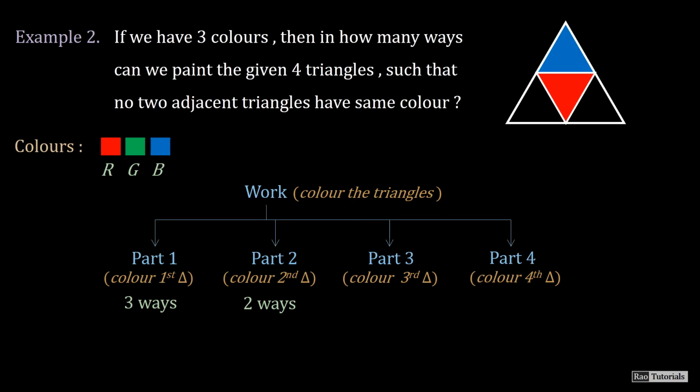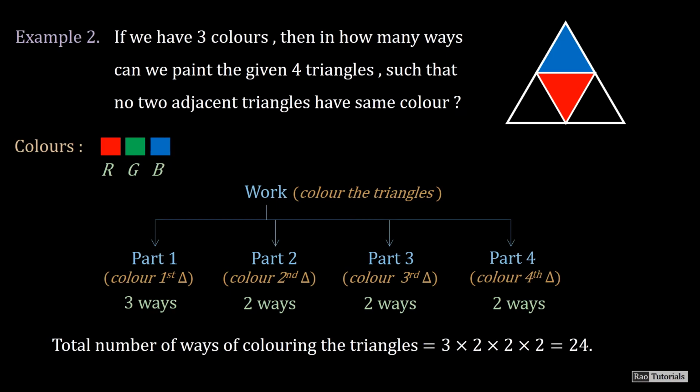Now the remaining two triangles are both adjacent to the center triangle, so they can't be red, thus have two choices each. So this triangle can be colored in two ways, green or blue, and this triangle can also be colored in two ways, except red color. By counting principle, the total number of ways equals 24. Try doing the same problem starting with a different triangle.